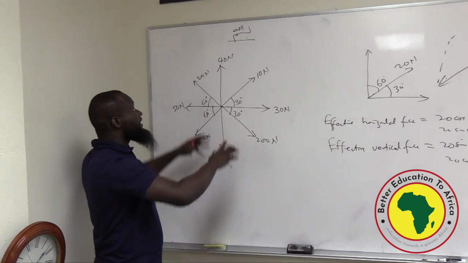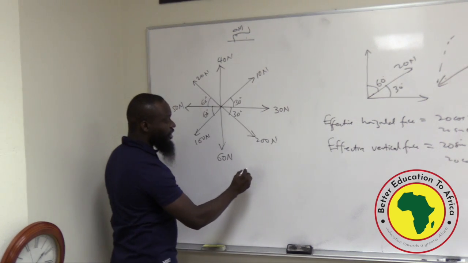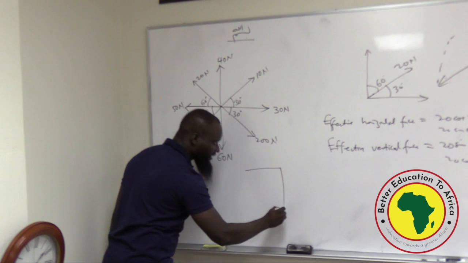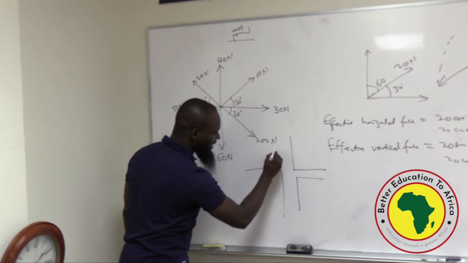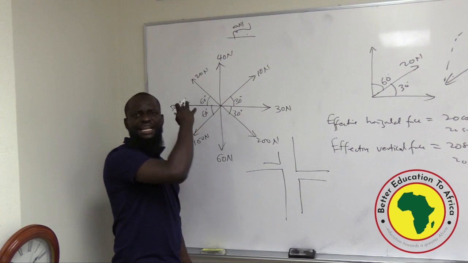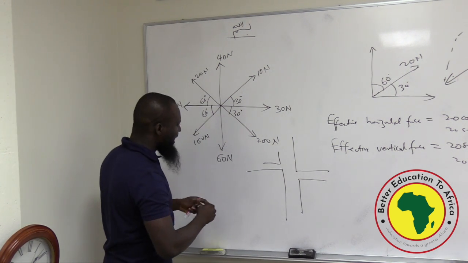So the idea is to turn all these forces, first of all, into one horizontal and one vertical. Either like this or like this or like this or like this. Anyhow, one horizontal, one vertical, and then from there get one net force. Let's see how to go about that.